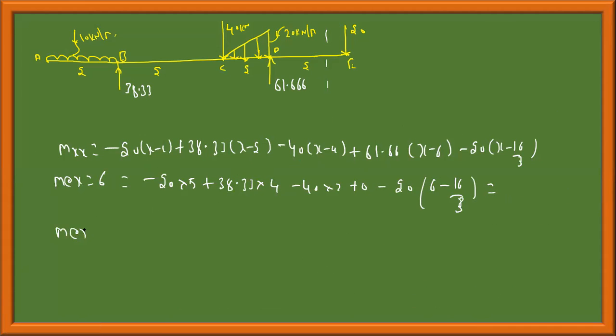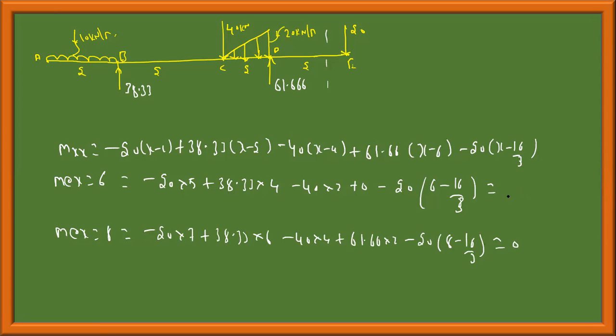M at x equal to 8 is equal to minus 20 into 7 plus 38.33 into 6 minus 40 into 4 plus 61.66 into 2 minus 20 into 8 minus 16 by 3. Tell me the value. This should be 0. You check it over whether it's 0 or not.